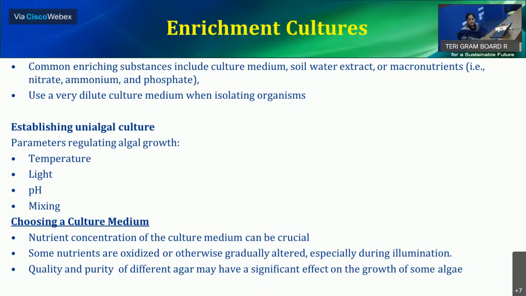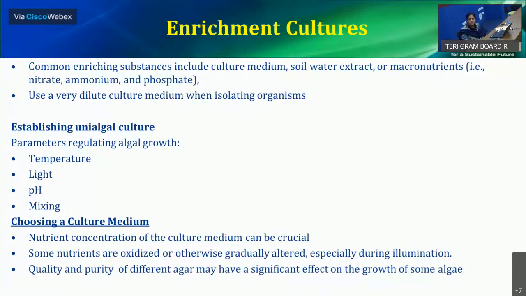So once we have established the unialgal cultures, we then further move to choose a culture media. For culture media, nutrient concentration is very crucial, because some nutrients may be oxidized or gradually altered, especially during light illumination. Also, the quality and purity of the agar media which we are using play a significant role in the growth of the algae. So once we have established the media, we have enriched the media.